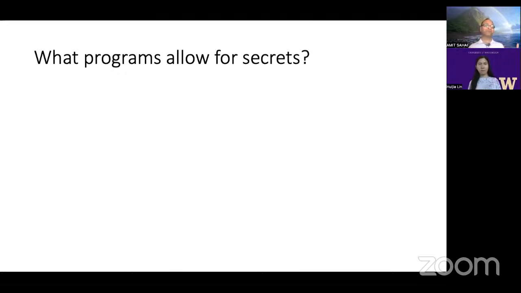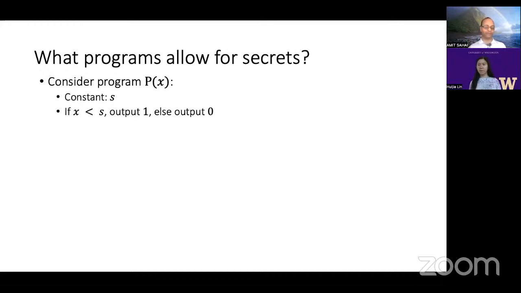Something like a hello world program obviously doesn't have any secrets. It just prints hello world and there's nothing else to it. But even programs like the one shown here, where the program seems to have a secret, has some constant secret s built into it. What the program does is it just takes the input x, compares it with s, and if the input is smaller, it outputs 1, otherwise it outputs 0. So here, the problem is that even though the program may want to keep a secret, just the functionality of the program causes it to reveal its secret.